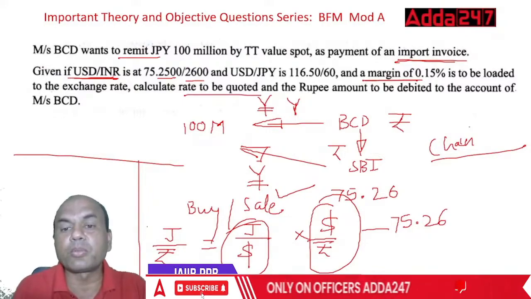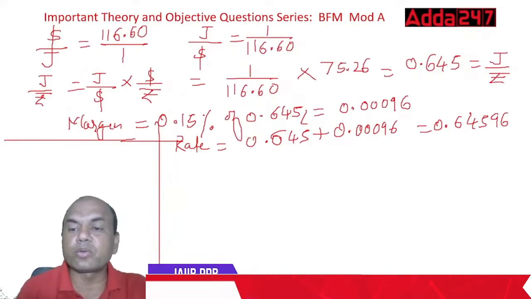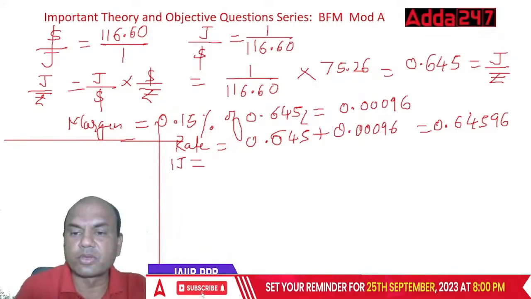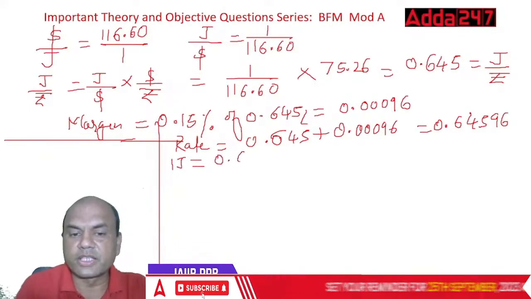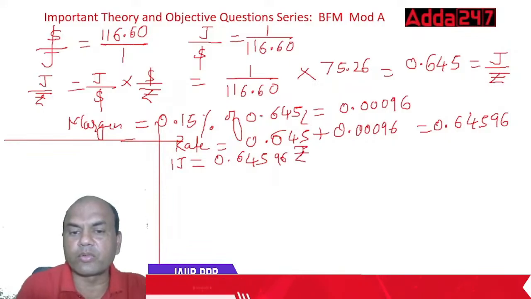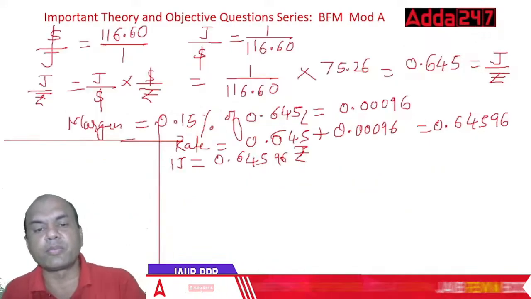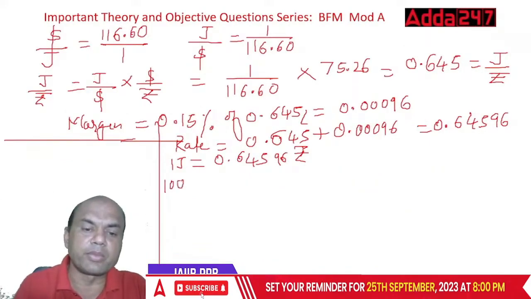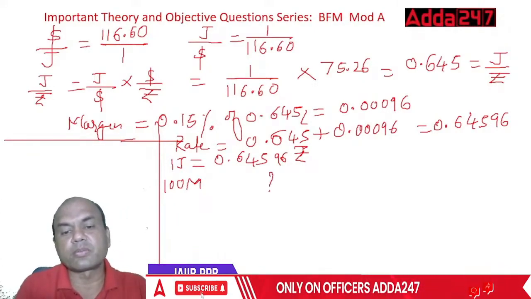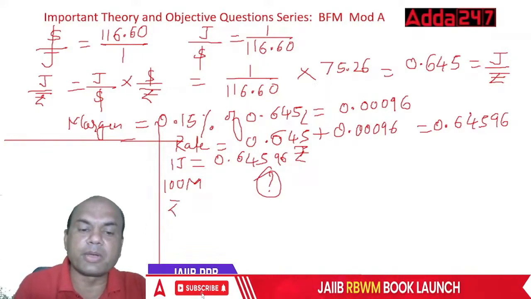And the second is the rupee amount to be debited. What is the rupee amount? The rate here is JPY to INR, so 1 JPY equals 0.64596 INR. But what do I want, INR or JPY? I want 100 million JPY, so I'll write this below JPY. The question mark is over here. So I'll cross multiply. How many rupees will I be debiting to that customer?